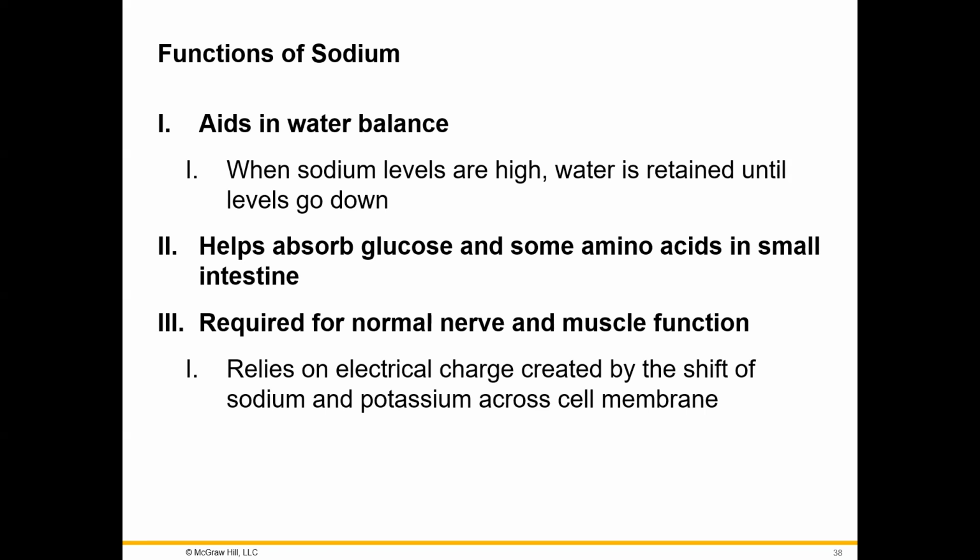Sodium is also important for normal nerve and muscle function. Nerve cells rely on the movement of ions, including sodium, across their membranes to help them generate electrical signals. These signals are obviously important for muscle contractions and just transmitting nerve impulses throughout the body. This function is based on the electrical charge created by the shift of sodium and potassium ions across cell membranes. This movement is critical because it helps you conduct electrical charges that power nerve impulses and those muscle contractions we just mentioned.